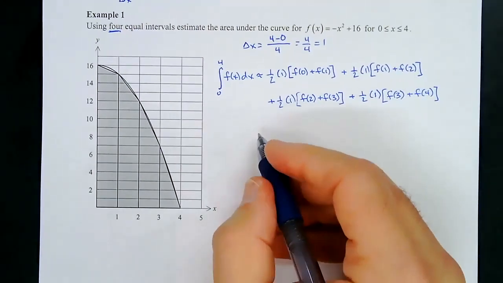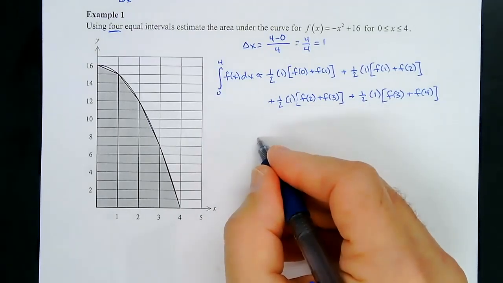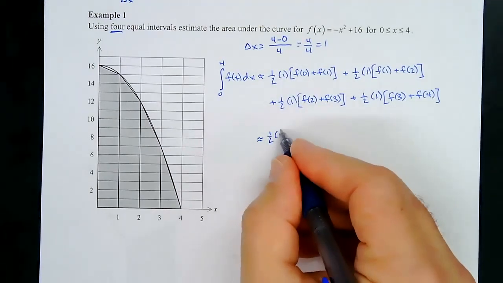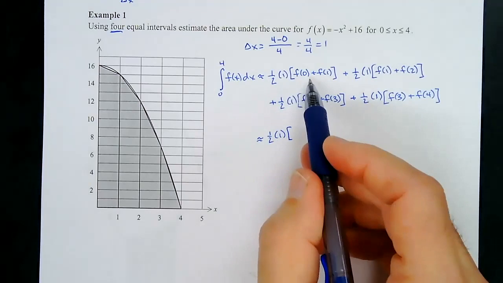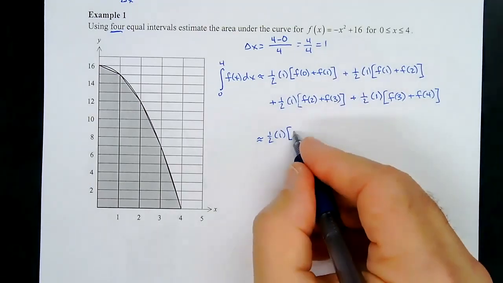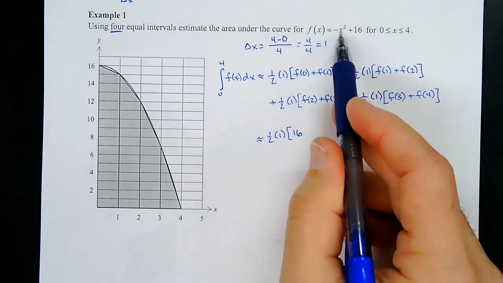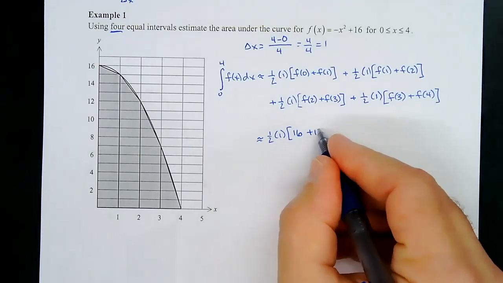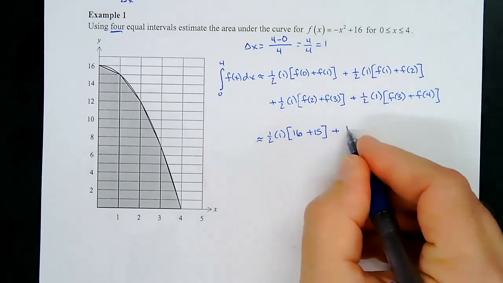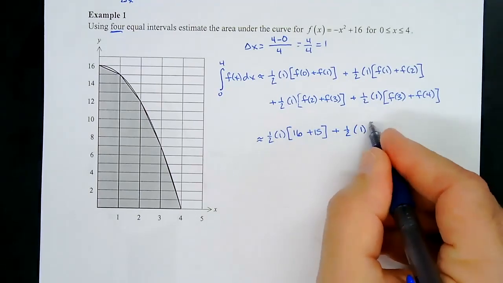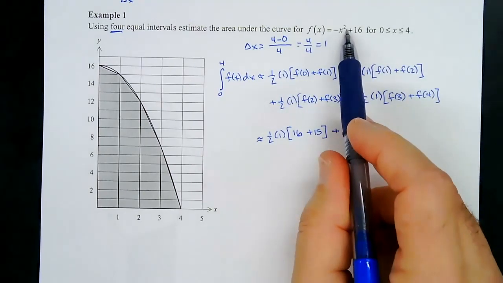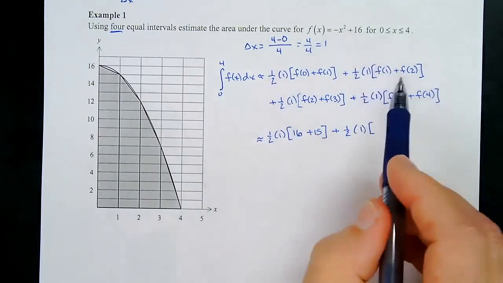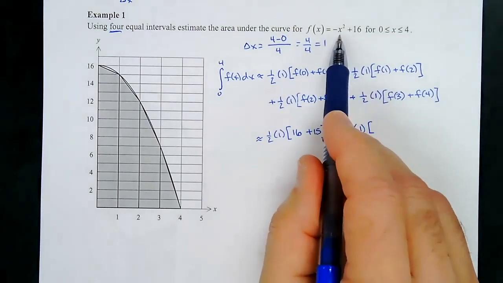Okay, so cleaning this up a little bit, we would have 1/2 times 1 times, and f of 0, if I put 0 into the function, I'm going to get 16 out. If I put 1 in, that'd be negative 1 squared plus 16, so that's going to be 15. So 16 plus 15. And then plus 1/2 times 1 times, and then f of 3. Well, 3 squared is 9, so this would be negative 9 plus 16. You know what? I'm sorry. I'm right here. F of 1, putting 1 in would be 15.